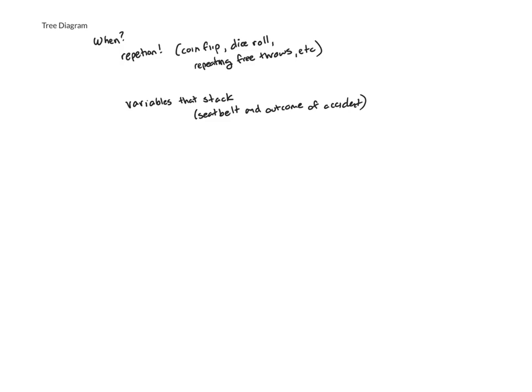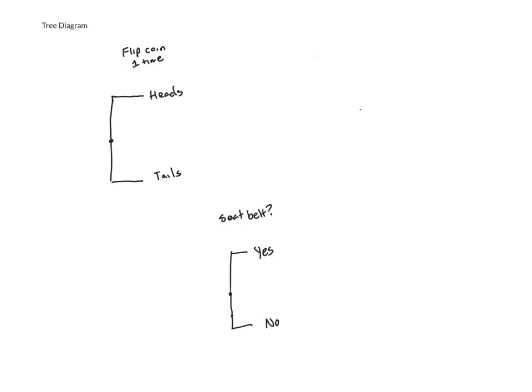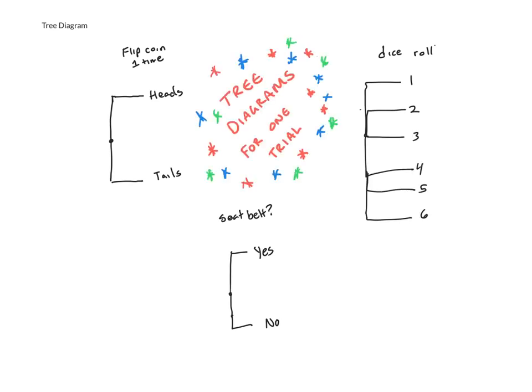Whenever we start a tree diagram, we start at a single point, choose one of our variables or one trial to begin with, and split it into the possible outcomes we have. So for instance, if I'm flipping a coin, I might split my tree diagram into heads or tails. If I'm talking about wearing a seatbelt or not, I would split it into wearing a seatbelt or not wearing a seatbelt. If I'm rolling a dice, I would split it into 1, 2, 3, 4, 5, and 6. So I go with however many possible outcomes there are for that specific trial.